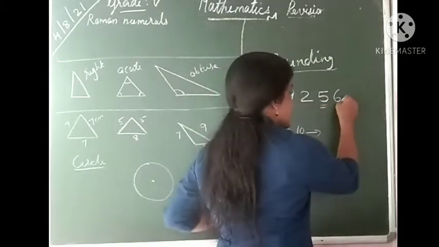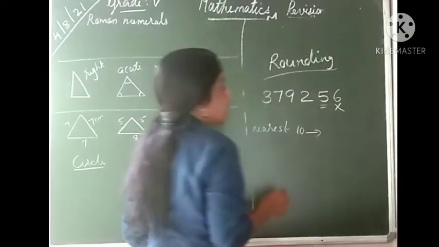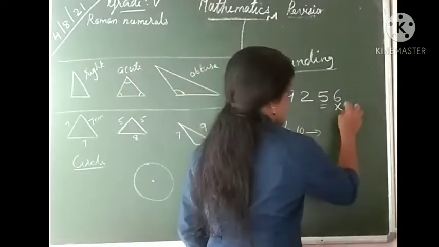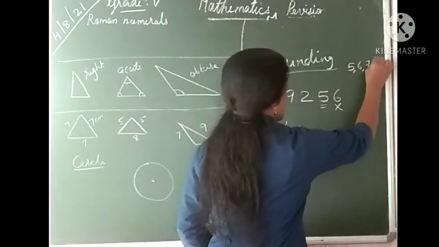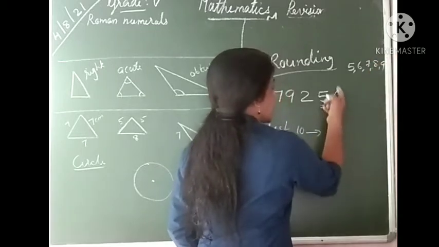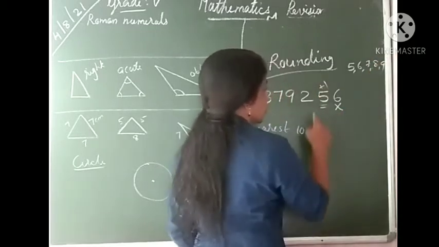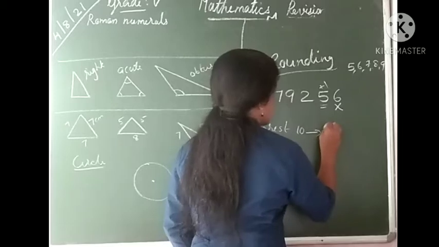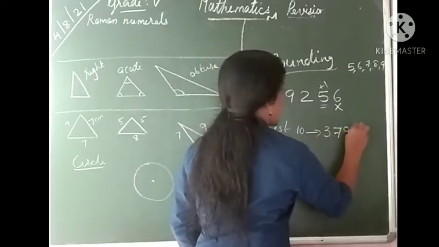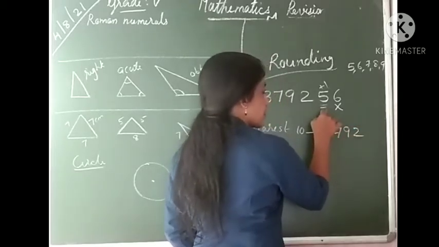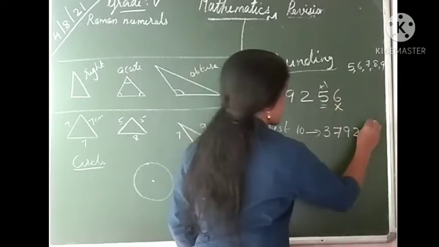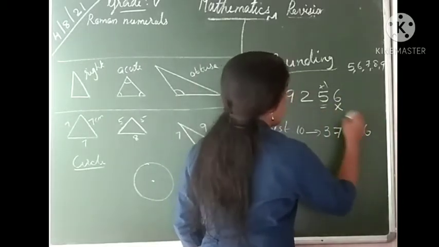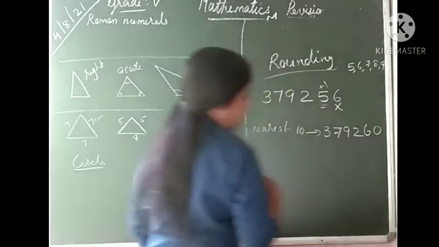We can round by checking the ones place number. If the ones place number is 5, 6, 7, 8 or 9, we take 1 and add it here. Therefore, 5 plus 1 is 6. Therefore, 3, 7, 9 have no change. Only the tens place number we can change by checking the ones place. Here 6, and when we round to the nearest ten, the ones place is 0.